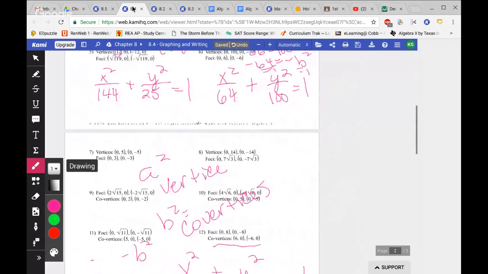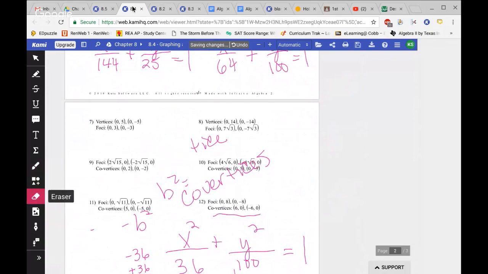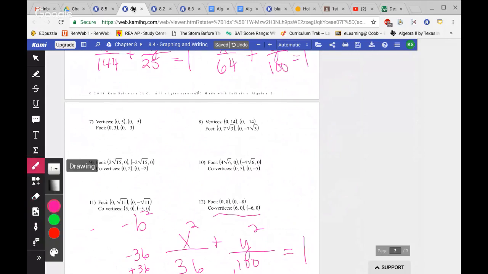All right, which 2 did we not do on this one? I think it was 7 and 8. Let me check. Yes, ma'am. It was 7 and 8. All right. So the vertices, we're given the vertices. And what position are they in on number 7? Y. Okay. So that tells me I'm going to have x squared over something plus y squared over 25 equals 1. And the foci is 3, so that tells me it's going to be 9 equals 25.